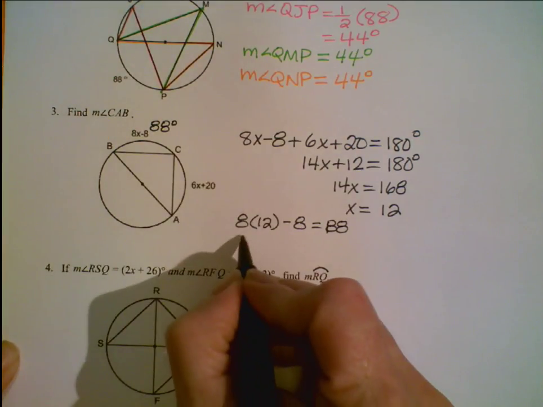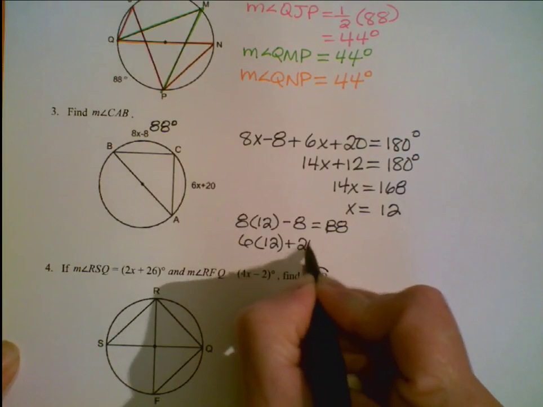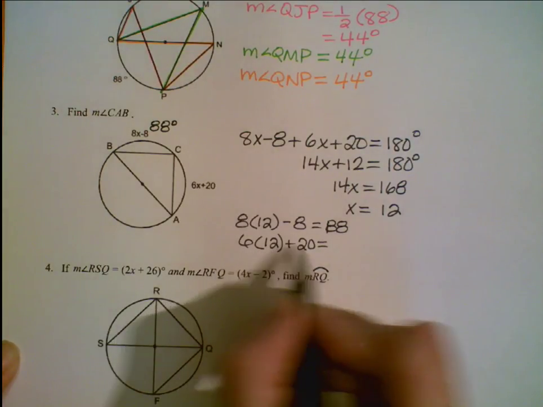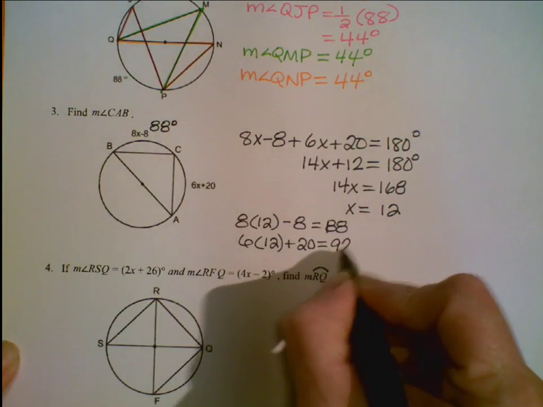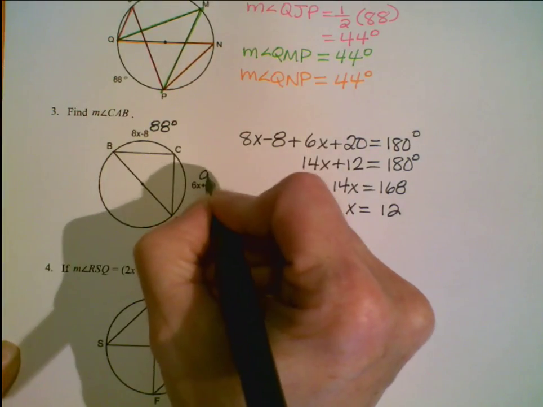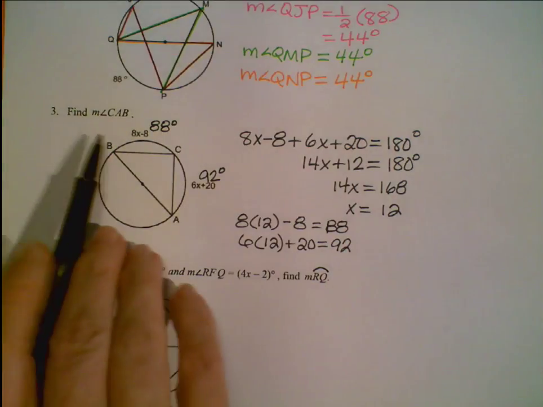And 6x plus 20. Nice thing about this too is that I can use this to check my work and make sure that these do in fact total 180 degrees. So 72 plus 20 gives us 92. And looking at these two values, they do total 180 degrees, so that's good. Okay, now with that in mind, let's answer the question that we're asked.